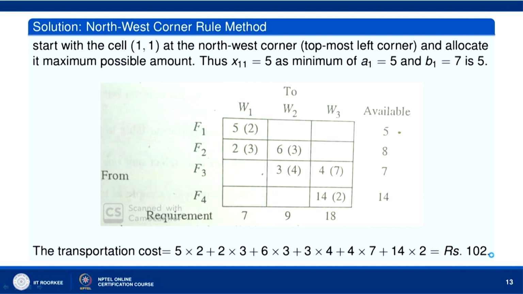This is the total transportation cost, and this is the new table. From F1 we have allocated all 5 quantities to the cell 1 1. From F2 we allocate 2, and to the warehouse W2 we allocate 6. From F3 we allocate 3 to the warehouse W2, 4 to the warehouse W3, and from F4 all the 14 to the warehouse W3. So, that is the total transportation cost. So, this is the northwest corner rule.